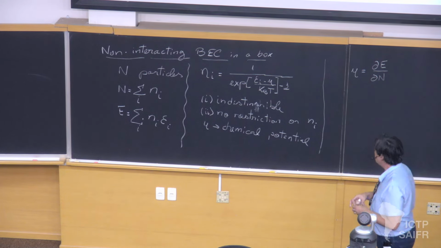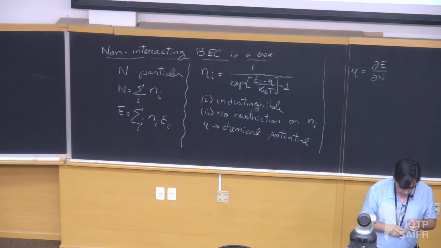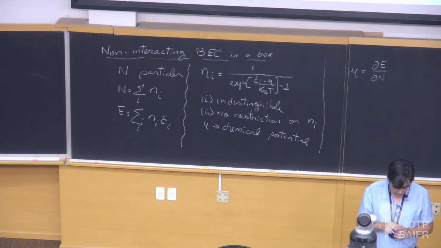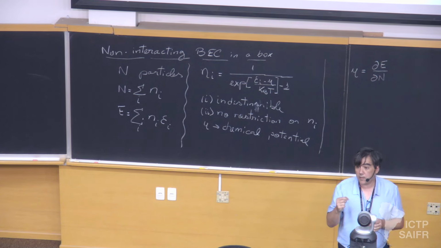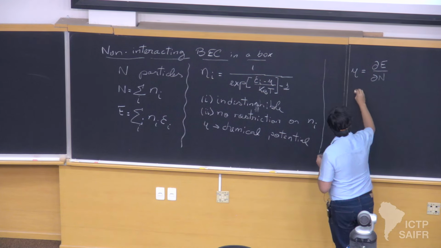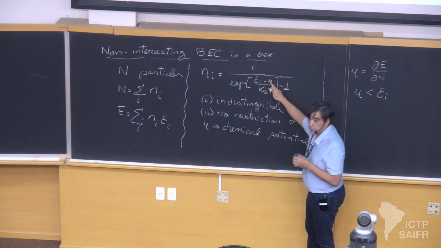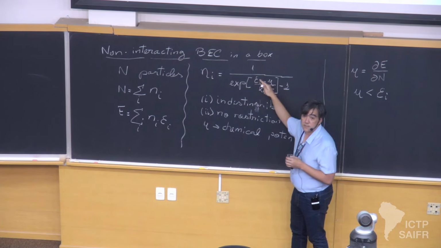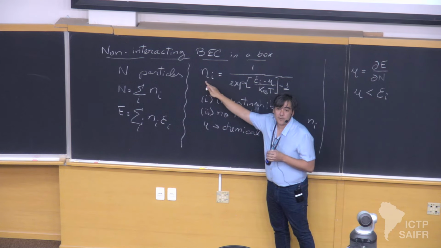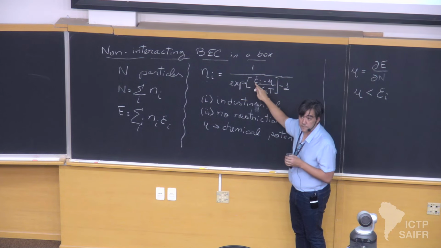But when I write this occupation number and look at it carefully, I discover some restrictions on the chemical potential. The first restriction is that it's always smaller than the energy levels. If it's larger, this number becomes negative, because this becomes less than 1. And this is not possible, because this is an occupation number, the number of particles. So mu is always smaller than any energy of the individual levels, okay?